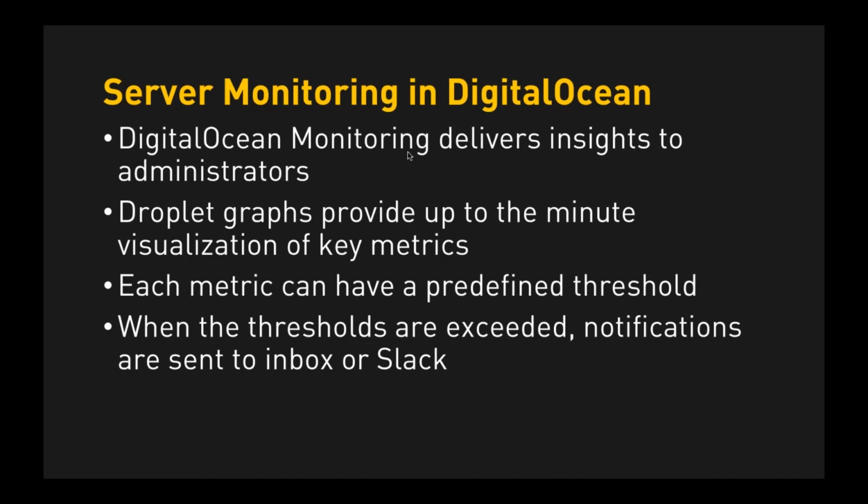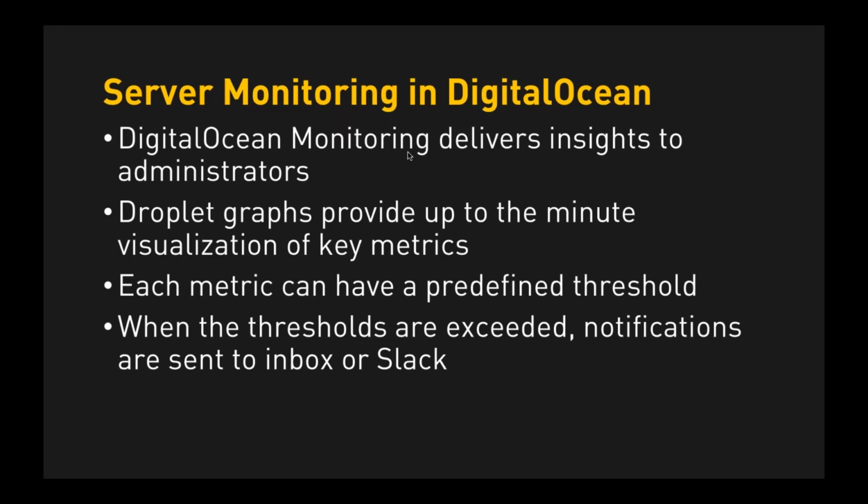Each metric related to CPU or memory or disk can have a predefined threshold. For example, you can say the threshold for CPU could be 70. Memory utilization could be X GB or the capacity based on the droplet's configuration. And when the threshold is met, you can configure a notification that's going to be sent to your inbox or Slack. The choices for this will only increase.